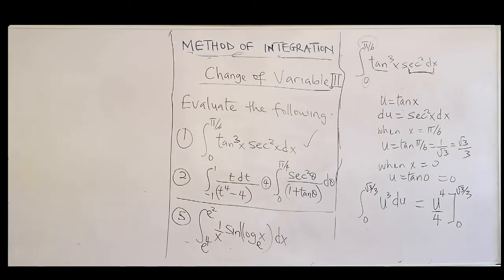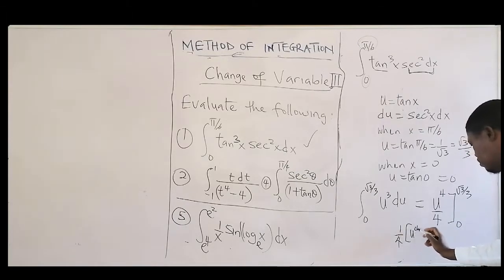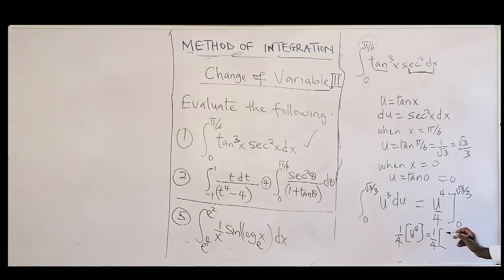So that will be equal to 1 over 4 outside, u to the 4, which is equal to 1 over 4 into brackets root 3 over 3 to the power 4, then minus the other one, which is 0, so it's of no use. That's our answer. We can go further with the evaluation, which will be equal to 1 over 4 times 1 over 9. So that's 1 over 36. That's the answer.